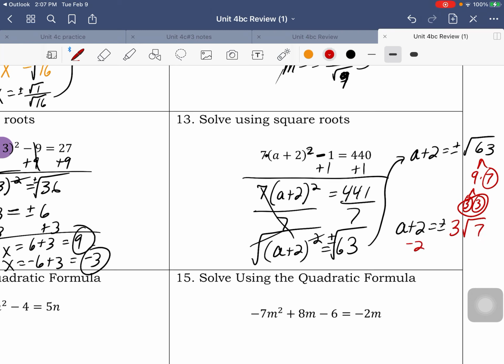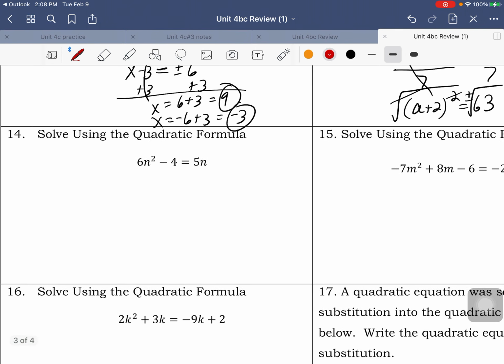And you're going to subtract 2, subtract 2. We do not have any like terms. 3 times square root of 7, you cannot subtract anything there. So you're really just going to leave it as a positive 3 square root of 7 minus 2 and a negative 3 square root of 7 minus 2. So there are 2 different answers there.